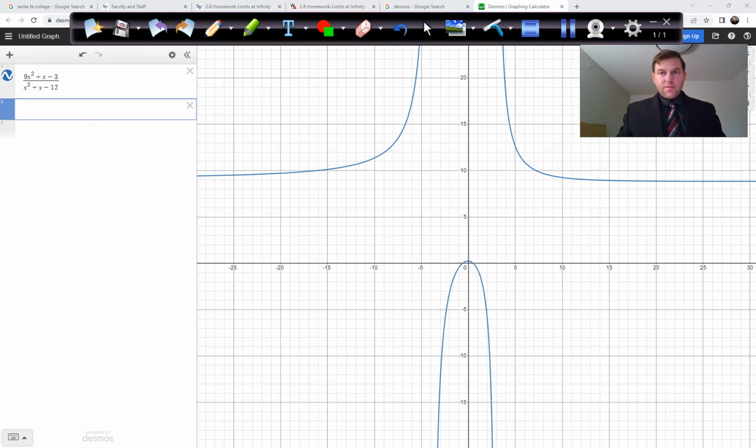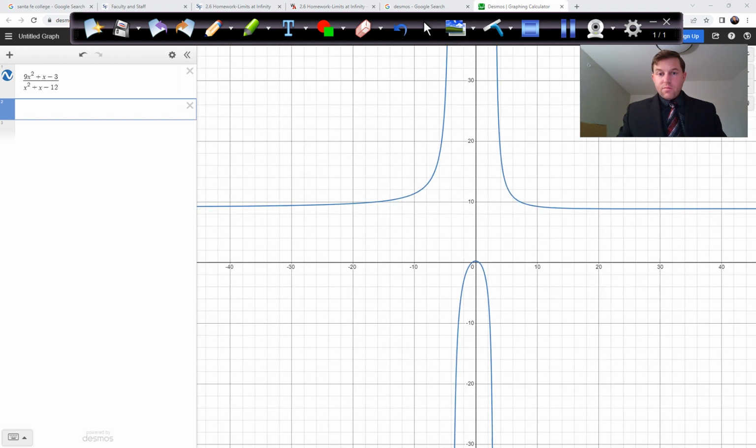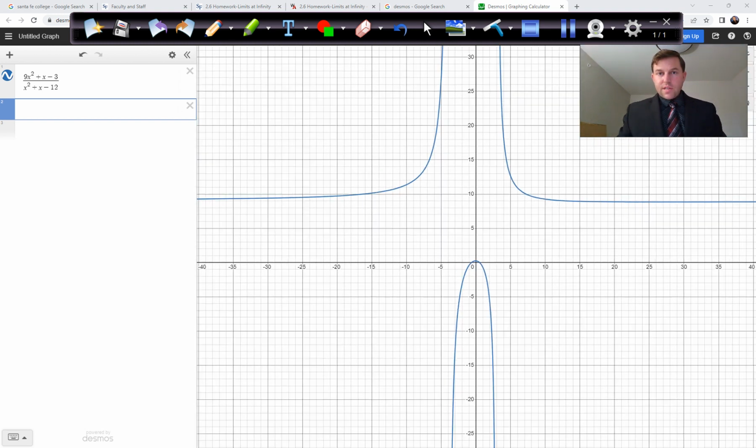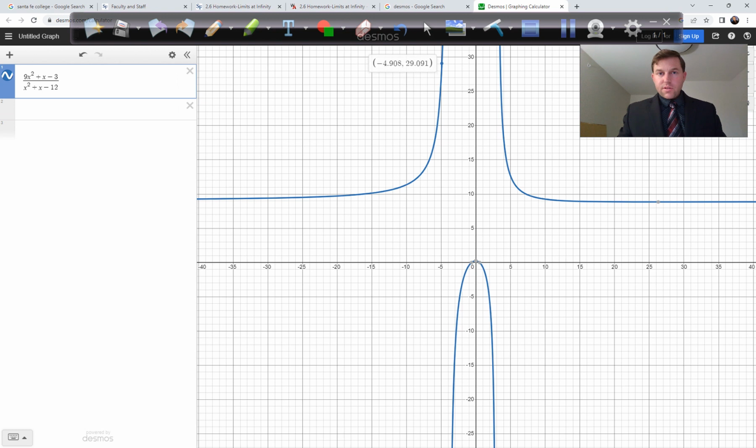Okay, so we have our function here in Desmos, and we can see that we have these vertical asymptotes at -4. So notice this is approaching -4 in the x direction. This is approaching -4 in the x direction. And then we have another one at +3. So as I'm moving this to the left, notice that first number is getting closer and closer to 3. As I'm moving this to the right, the first number is getting closer and closer to 3.